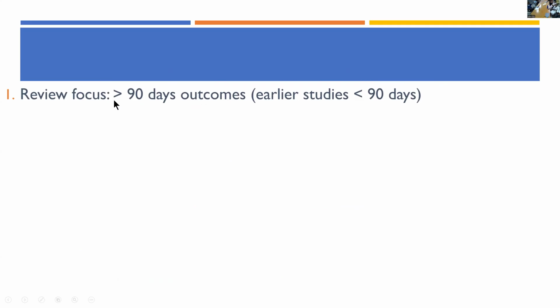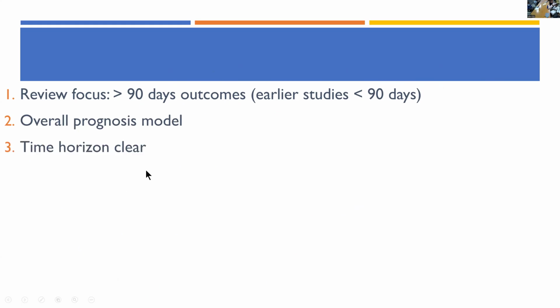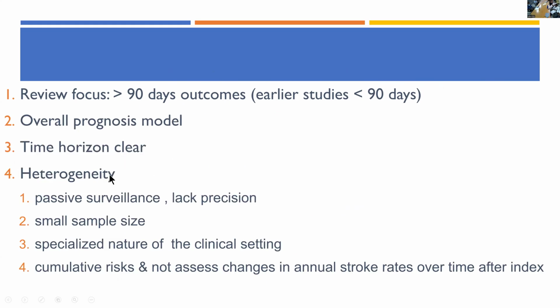So I found the review was focused because they looked at TIA outcomes after 90 days. Most people have looked at short-term outcomes after transient ischemic attack. It was an overall prognostic model. The time horizon was clear.